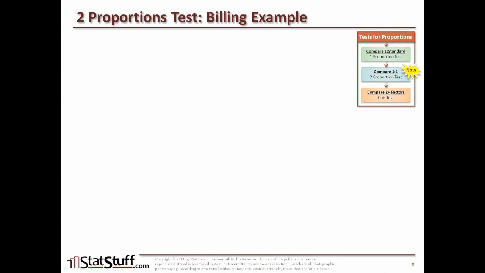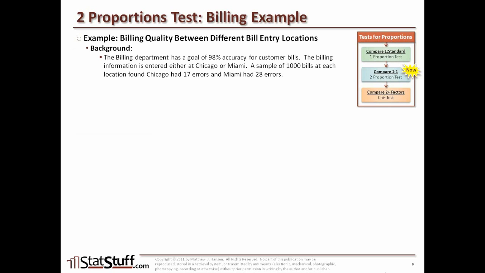Now we'll walk through another example of using this test when measuring billing quality. In this example, we're going to be looking at the billing quality between two different billing locations. For the background, we'll say that there's a billing department that has a goal of reaching 98% accuracy for its customers' bills. The billing information is entered either in Chicago or Miami. We had a sample of about 1,000 bills from each of those locations, and there were 17 errors found for Chicago and 28 errors found for Miami.